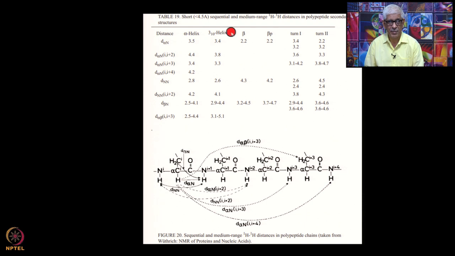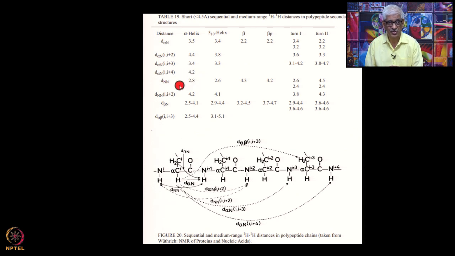This now depends on the secondary structure in the polypeptide chain. Different segments of the protein chain will have different kinds of secondary structures. We discussed the various structures earlier. So what sort of distances are present in these individual structures? Suppose I take the alpha helix: the alpha N distance is 3.5, alpha N i i plus 2 is 4.4, alpha N i to i plus 3 is 3.4, to i plus 4 is 4.2, NN is 2.8.